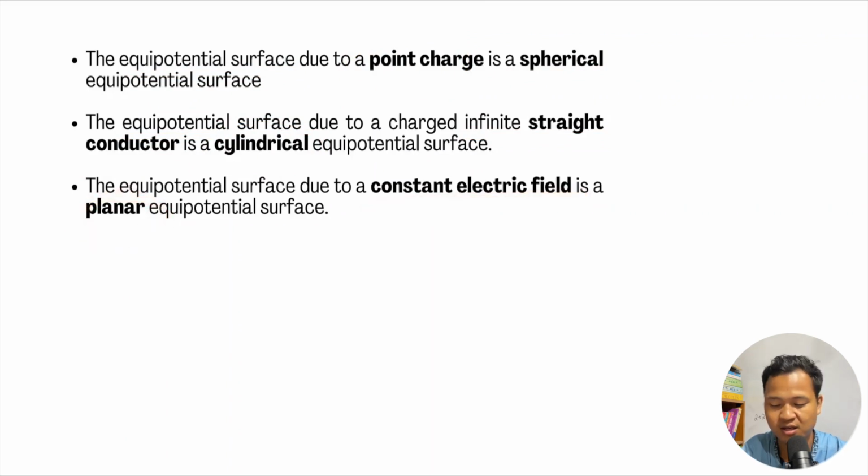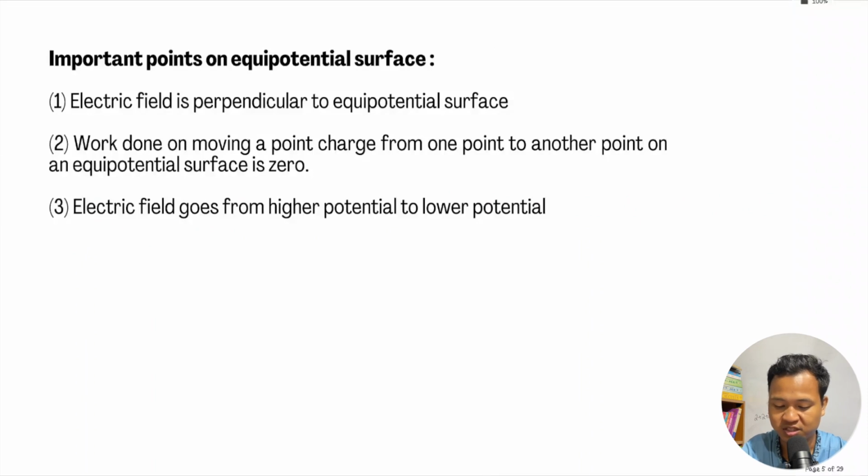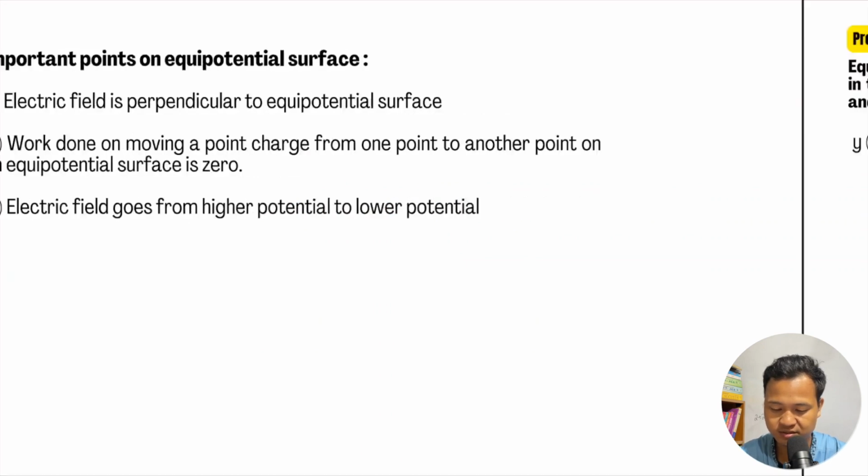So electric field is always perpendicular to equipotential surface. Work done on moving a point charge from one point to another point on an equipotential surface is 0. Also, electric field goes from higher potential to lower potential. These are the characteristics of equipotential surface. That much on equipotential surface.